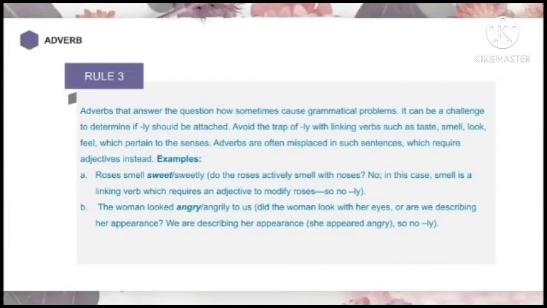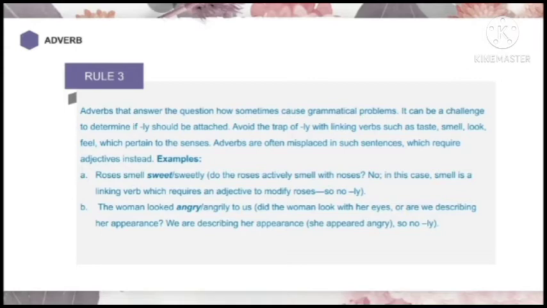Rule 3. Adverbs that answer the question how sometimes cause grammatical problems. It can be a challenge to determine if ly should be attached. Avoid the trap of ly with linking verbs such as smell, look, feel, which pertain to the senses. Adverbs are often misplaced in such sentences with regular adjectives instead.